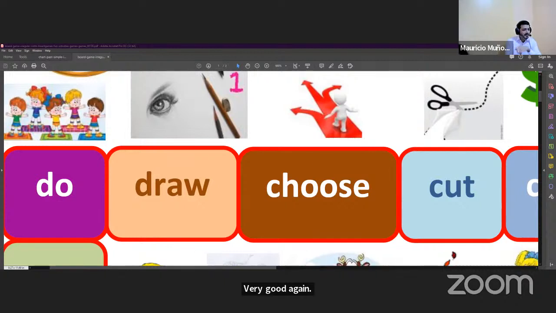Okay, let's continue. Mr. Carlos Cotto, please pronounce these verbs in present. Do, draw, choose, good. Present and past. Do this. Draw, draw. Choose, choose. Yeah, with your hands. Good, good. Okay, thank you. Nice. Let's continue.